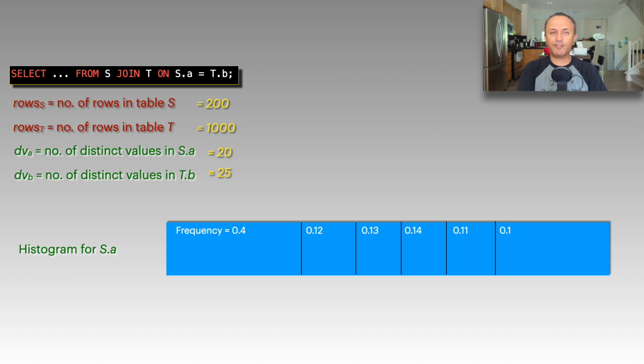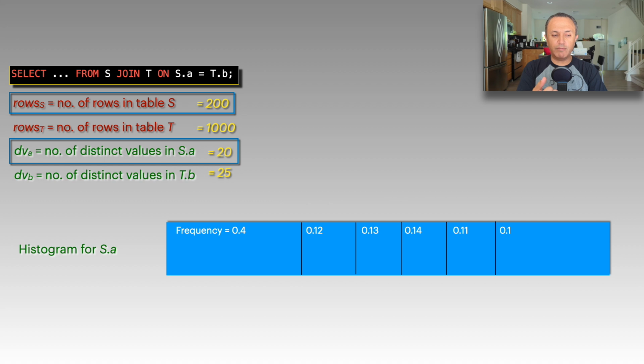So how can we use histograms to estimate the join cardinality? First of all, let's try to scale the number of rows and the number of distinct values to each bucket. Looking at the number of rows, if we have 200 rows in table S, and column S.A has the frequencies in the histogram, we can say that each of these buckets has a percentage of the number of rows.